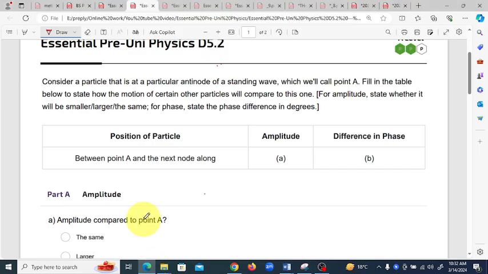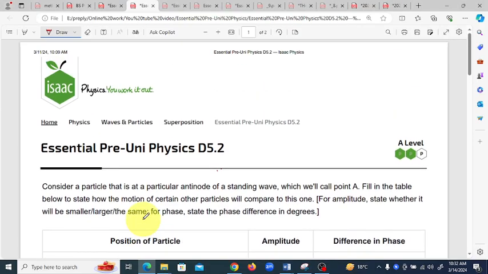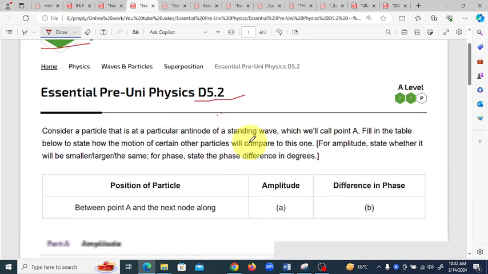Hello dear students. In today's lecture we are going to discuss Isaac Physics. Next question is D5.2. Okay, here's the question.